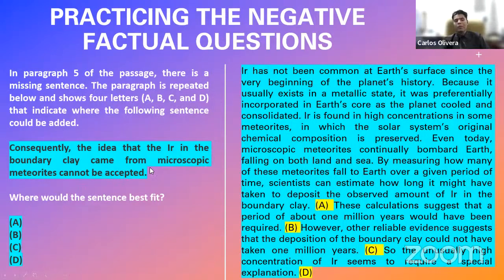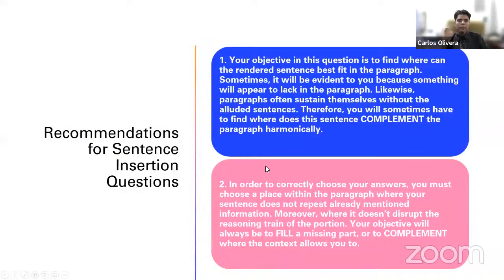And then you know, well, therefore, if something lacks here, obviously your sentence is going to complement that absence, and you know that that is a correct answer. But sometimes the paragraph can sustain itself without the alluded sentence. That is to say, they don't need the sentence to make sense. You're not going to be able to know if there is something lacking. So when this happens, you will sometimes have to find where the sentence complements the paragraph harmonically.